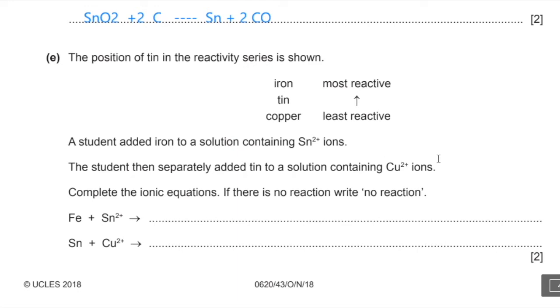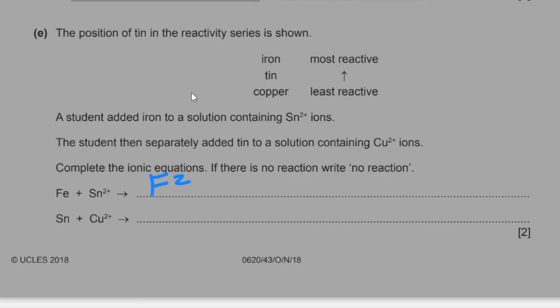Complete the ionic equations. If there is no reaction, write no reaction. So as you can see over here, iron is more reactive than tin, so it would displace tin from its compound and form iron itself, or get oxidized, and also leave tin reduced, which would form the tin metal itself from the iron. So we have the iron over here and the tin metal.